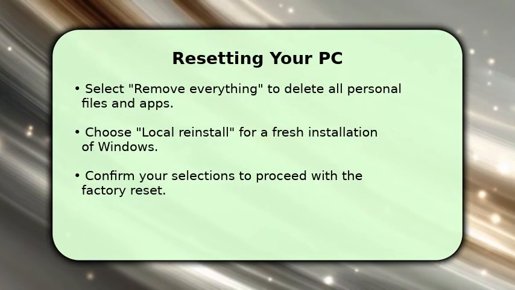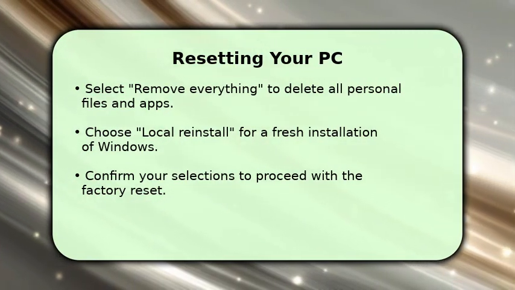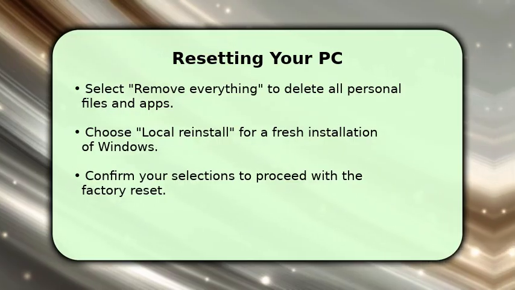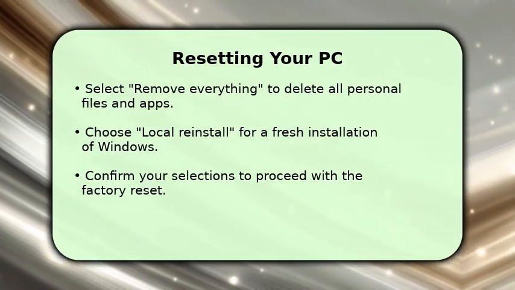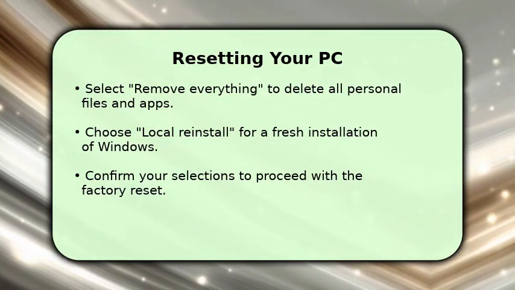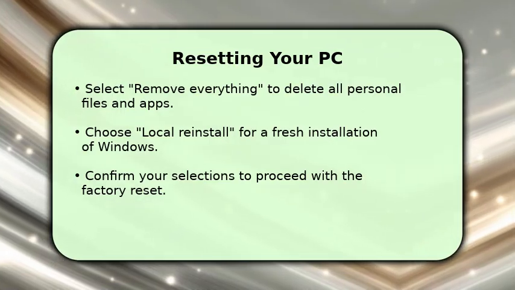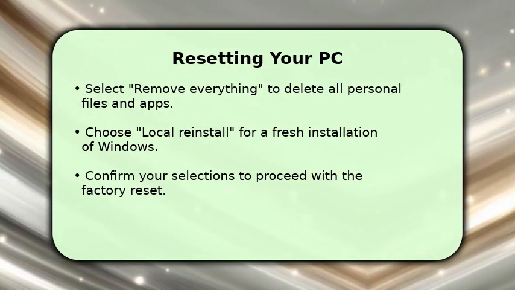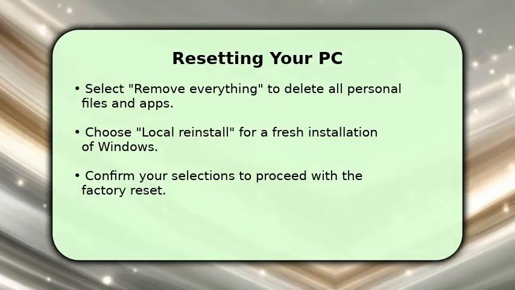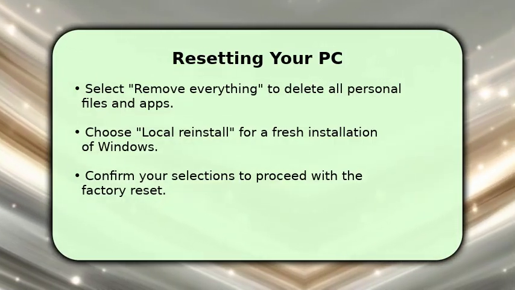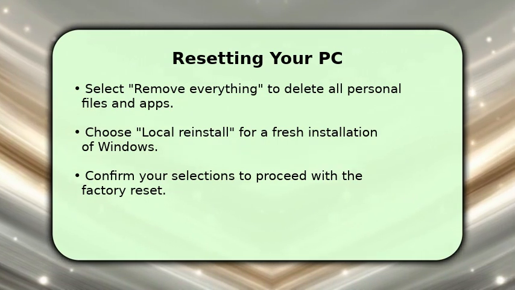Now, you'll need to choose how to reset your PC. Select Remove Everything to ensure all data, including the administrator profile, is completely wiped. Then, opt for Local Reinstall to reinstall Windows from the device itself. Confirm your choices to begin the factory reset, which typically takes about 30 minutes.